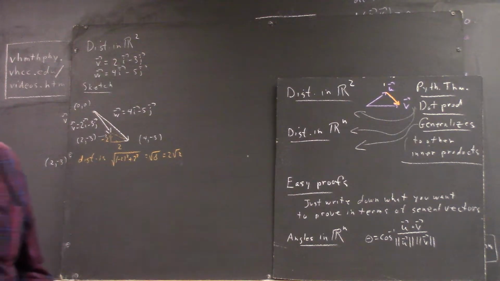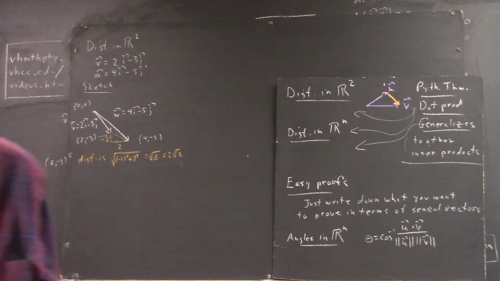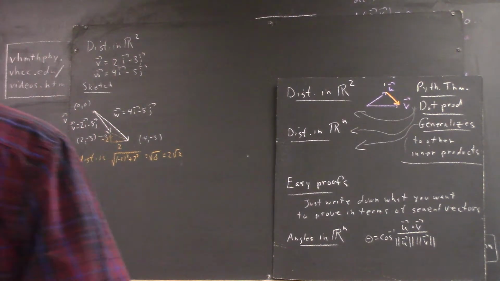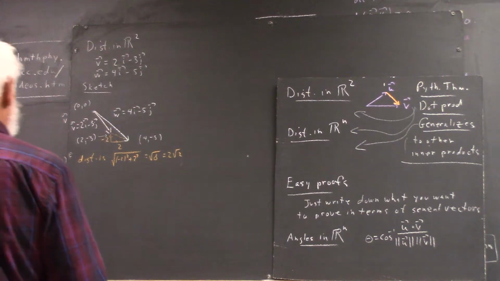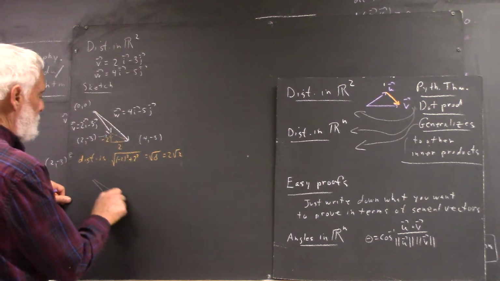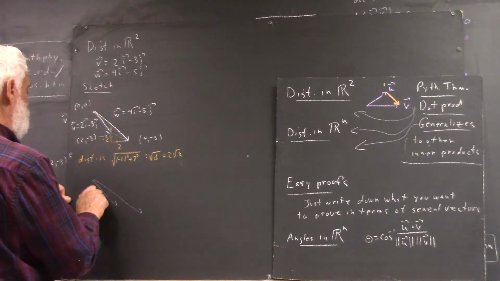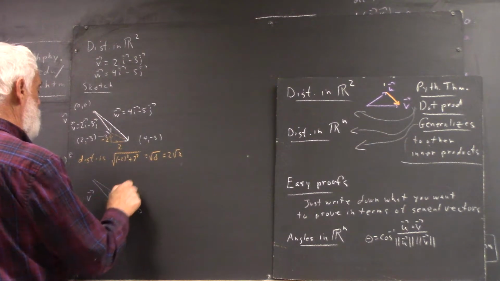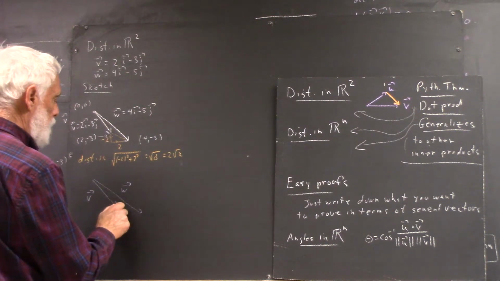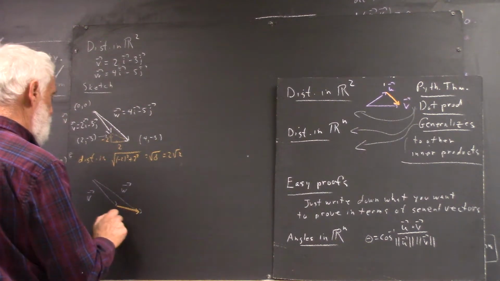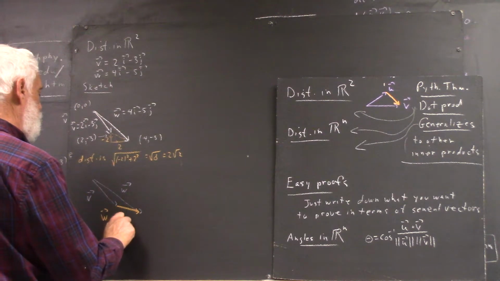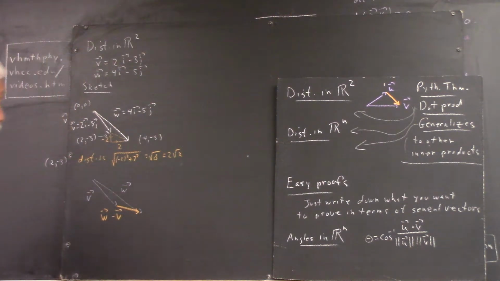Now, another way to have done it, and where did my purple chalk go? I want to use purple chalk here. Another way to have done it would have been to sketch these two vectors, and noted that a vector from here to here is w minus v.